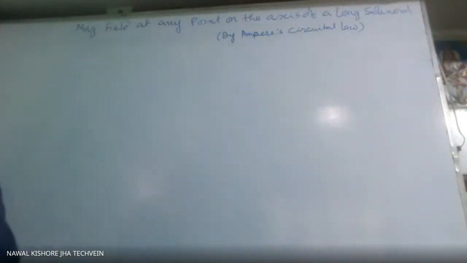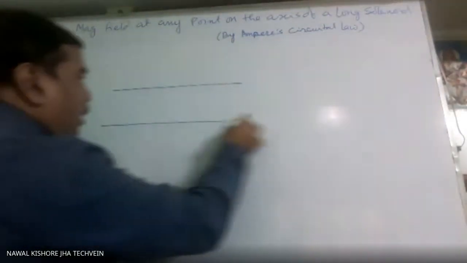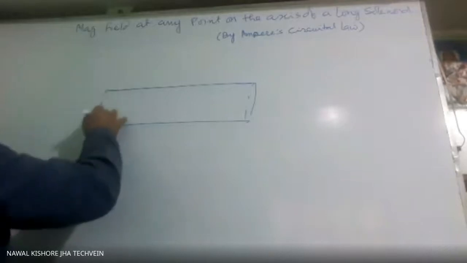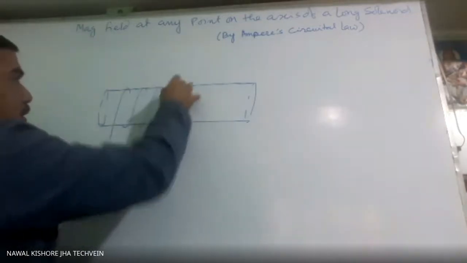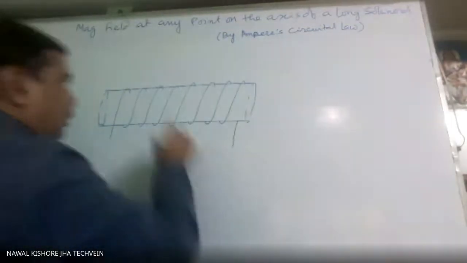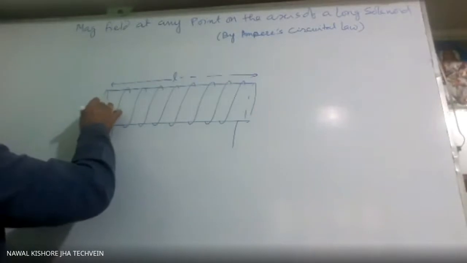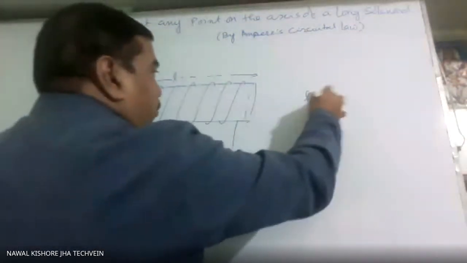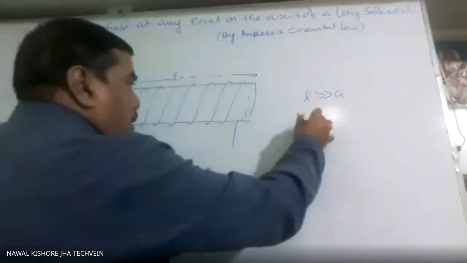What is a solenoid? A solenoid is a long cylindrical coil. When we wind the wire like this, this is the length of the solenoid, and this is the radius of the solenoid. Here L must be much more than a, then only we will say it is a solenoid. So it is a long cylindrical coil.